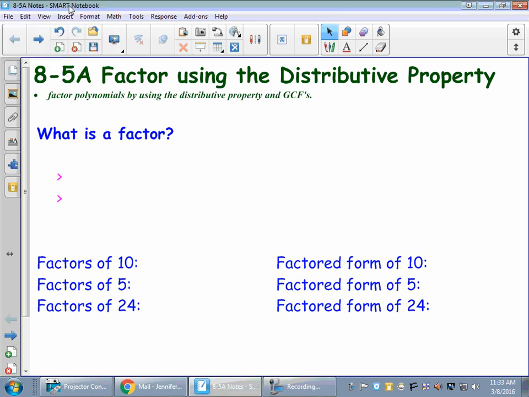These are your 8.5A notes. We're going to take 3 days on 8.5, and this section is jam-packed with a lot of review information from middle school, but it's necessary information. So I'm going to try to go as fast as I can, but it's important to understand the terminology.